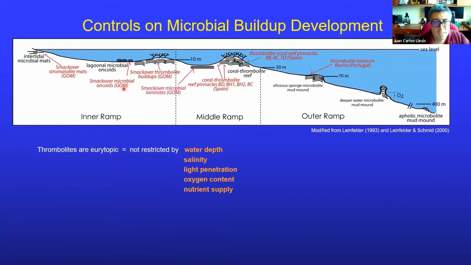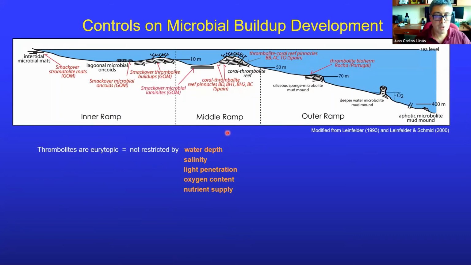This graph shows a summary of all the types of buildups that we saw in the Gulf of Mexico and in Europe, and the different water depths in which they are interpreted to have developed. Here are the Smackover shallower examples in inner ramp and middle ramp deposits, the Conecuh reefs in Spain, and at higher water depths, the thrombolite biome in Portugal. Probably this is an example like the biome we saw associated with the methane seeps in the Black Sea.